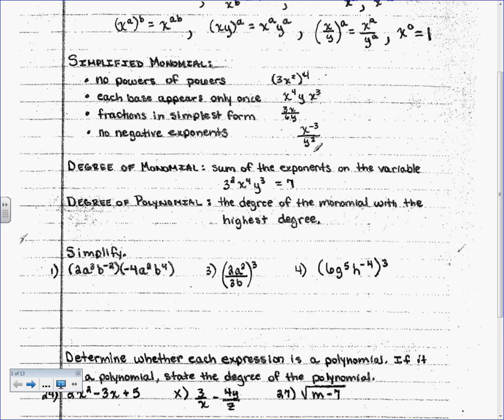None of these are simplified, and you're going to help me figure out why. Why is this one not done? What could I still do? I could distribute this 4, basically. It's not really a distributive property, but take everything to the 4th power, and then it would be done. Why is this one not done? The x's. You don't want it more than once. You would combine them by doing what with their exponents? Adding them, right?